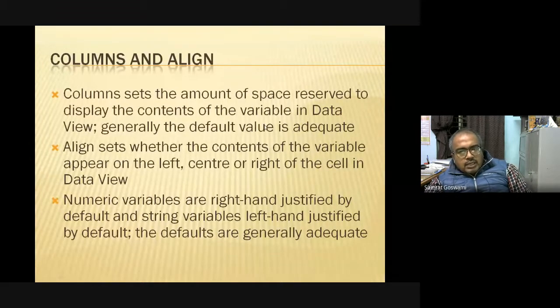Align sets whether the contents of the variable appear on the left, center, or right of the cell in data view. Numeric variables are right justified by default, and string variables are left justified by default. So if you are putting a money value, currency, automatically it will be right aligned by default. Okay, if you put a variable which is a kind of string variable, then it will automatically be left aligned. In both the cases, the defaults are generally adequate.